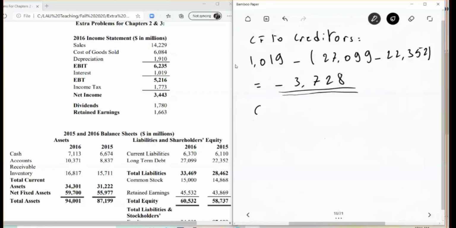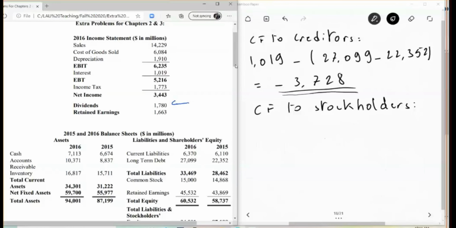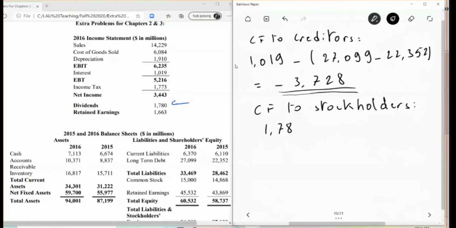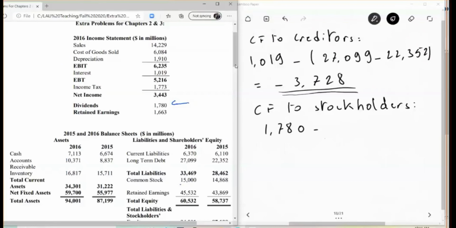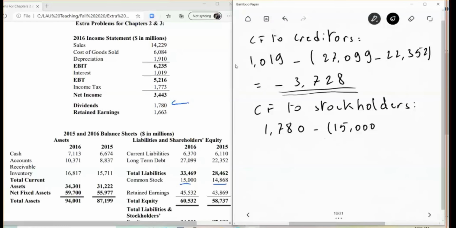Now, the cash flow to stockholders. This is equal to dividends, 1780, minus the change in the common stock. So minus 15,000 minus 14,868. And the answer here is 1648.